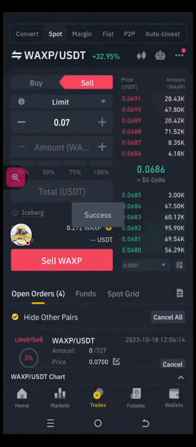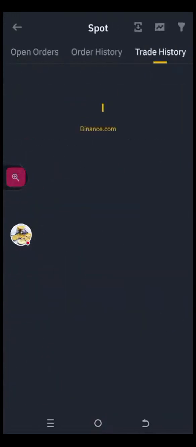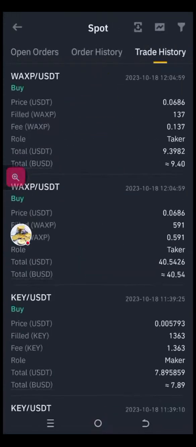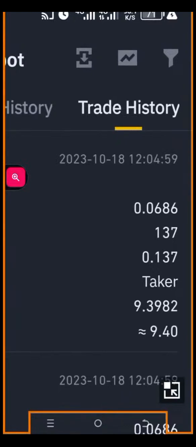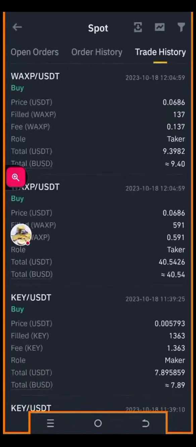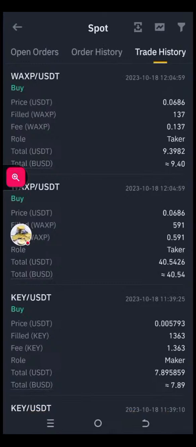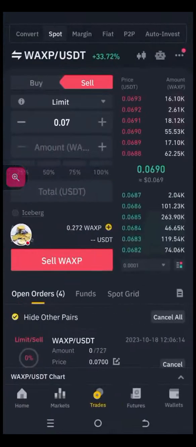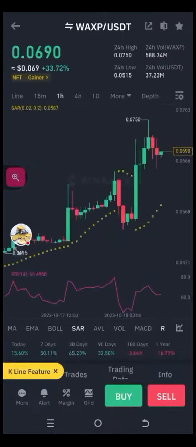So we're currently in the queue. How much did we buy it at? Let's check the trade history. We bought it at 686. Look at that, 686. That's how much we bought it at. So if we bought it at 686, let's see how much we can get it at. It's already at 690. Oh, interesting. Let's hope it goes all the way up.